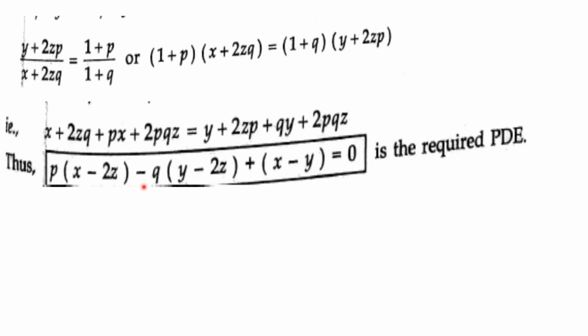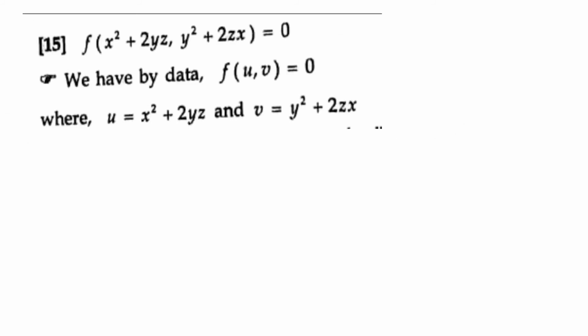You can take q as a common term. Anyhow, here they have taken minus q as a common term. So if you take minus q as a common term, then y will remain inside the bracket. So y minus 2z equal to x minus y, y minus x also you can write. If you are getting minus y to the other side, then that will be plus x minus y equal to 0. So this will be my required partial differential equation. We'll move on to the next problem now.